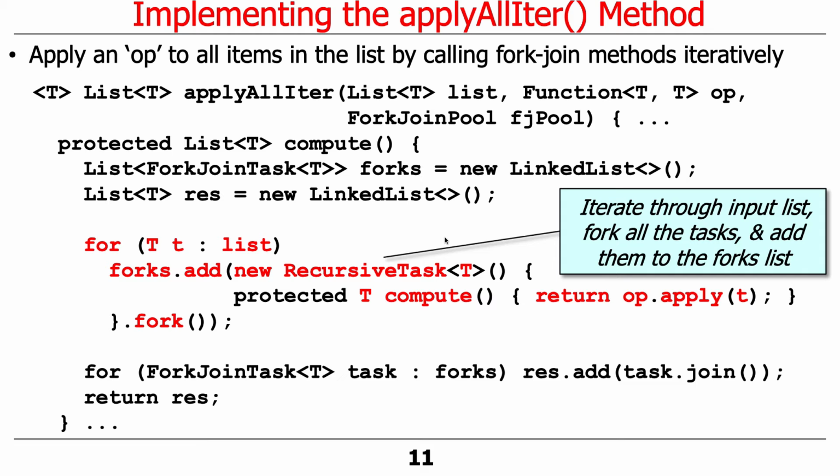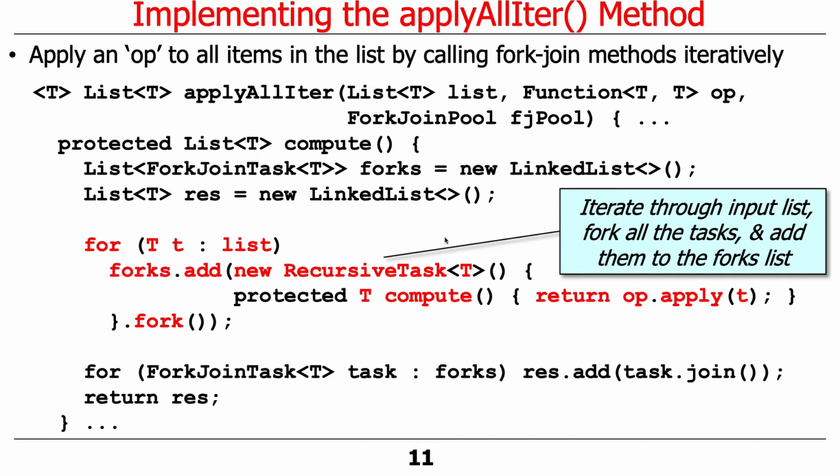In your assignment 3A program, we had a helper class to make this a little cleaner. But it's the same idea. We're just using an anonymous inner class to fit it all in one slide. So we make a new recursive task that will apply the operation on the parameter and then return a result. And then we fork this thing. What does that do? Remember, fork arranges to execute this in a thread in the pool, and it goes ahead and adds it to the forks array. That's, again, very much like your assignment.